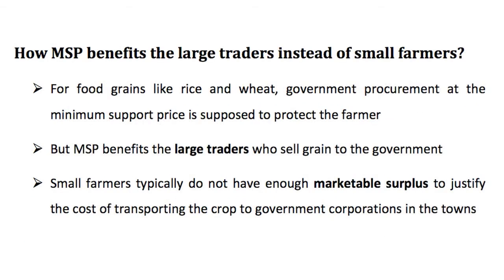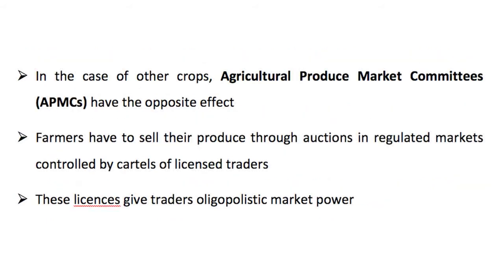How MSP benefits the large traders instead of small farmers. For food grains like rice and wheat, government procurement at the minimum support price is supposed to protect the farmer. But MSP benefits the large traders who sell grain to the government. Small farmers typically do not have enough marketable surplus to justify the cost of transporting the crop to government corporation in the towns. In the case of other crops, agricultural produce market committees have the opposite effects.